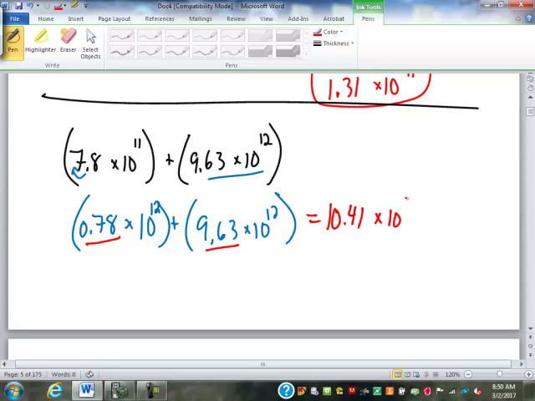Times 10 to the 12th. But, what do we need to do? Move the decimal over, 1.041 times 10 to the 13th. Very good. The number got smaller. Power has to get larger by 1. 12 plus 1 is 13.